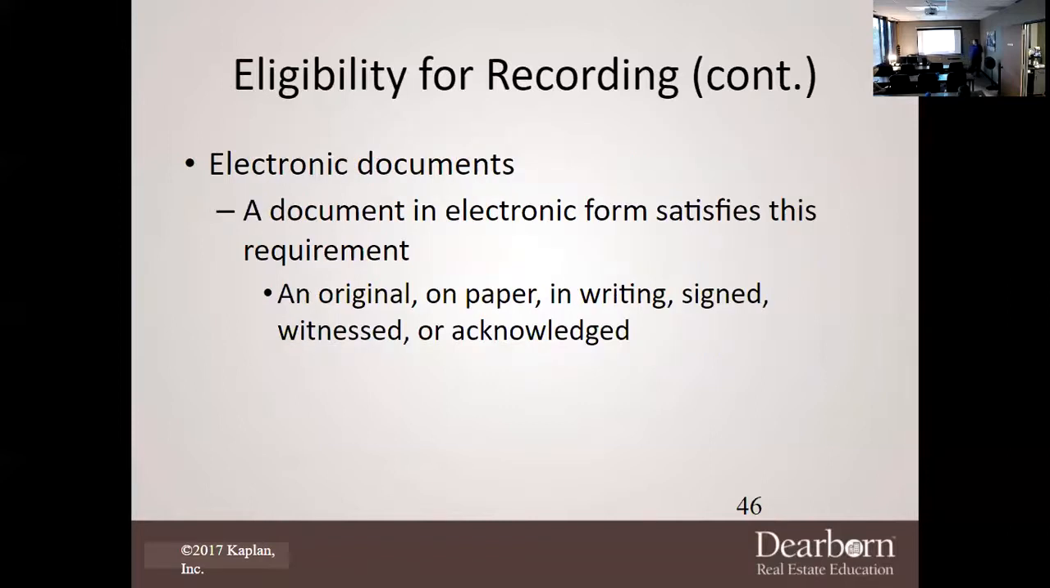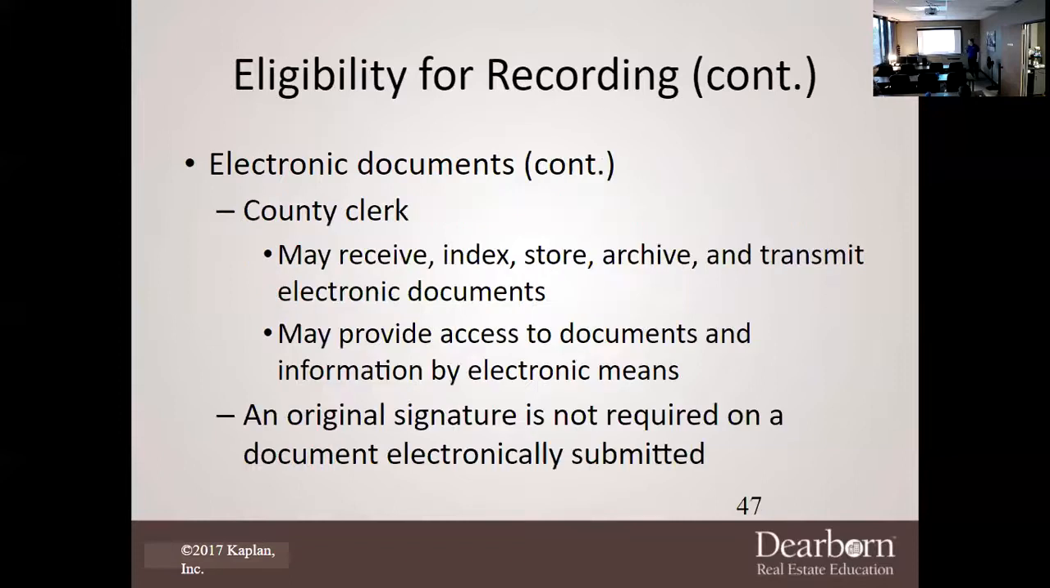Again, electronic filing, there's a lot of things nowadays that are going the electronic method. Electronic documents are going to be a document in the electronic form that satisfies the requirements of an original on paper in writing, signed, witnessed, or acknowledged. The key thing, I'll explain something. The minute, Travis, if you sign a deed, you sign it physically, it is still paper. But the minute you scan it in and you file it, now the UETA and all the other electronic laws come into play. Does that make sense?